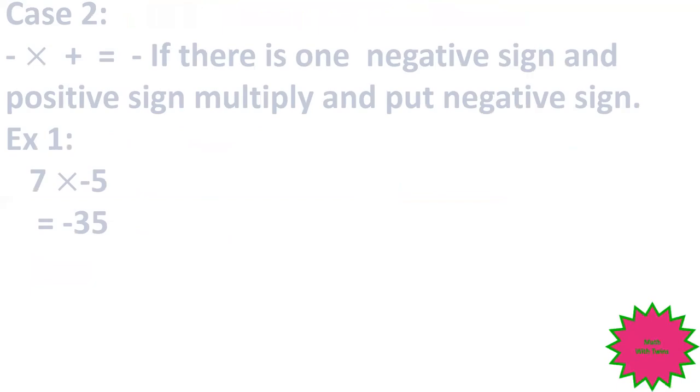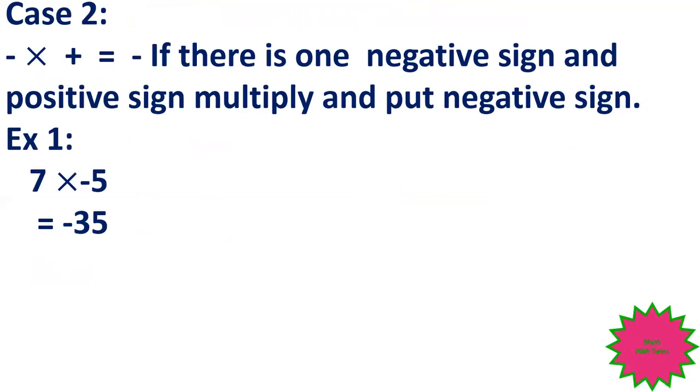Moving on to case 2, it says that the product of one negative number and one positive number is negative. Always negative. I repeat, always negative. Now let's read the statement. If there is one negative sign and one positive sign, multiply and put a negative sign. Now moving on to example 1, 7 into minus 5, where 5 is negative, 7 is positive. That time, what you have to do is multiply 7 into 5, which will give you 35, and then put a negative sign in front of your answer, which will result in negative 35.